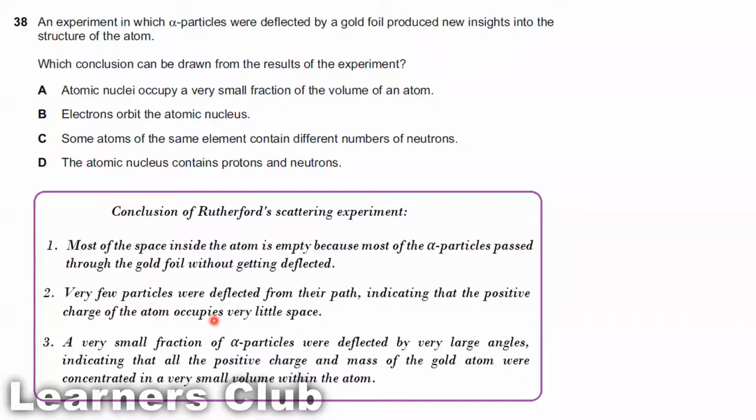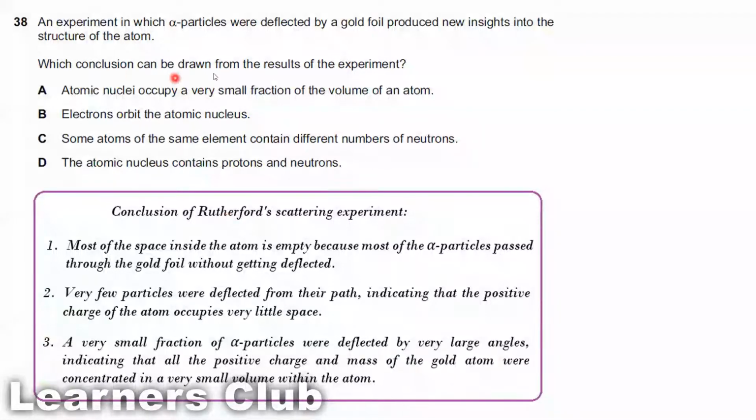the direction. A very small fraction of alpha particles were deflected by a very large angle, indicating that all the positive charge and mass of the gold atom were concentrated in a very small volume within the atom. So this shows that all the positive charge and mass of the gold atom is concentrated at that point. So basically they are talking about the nucleus.